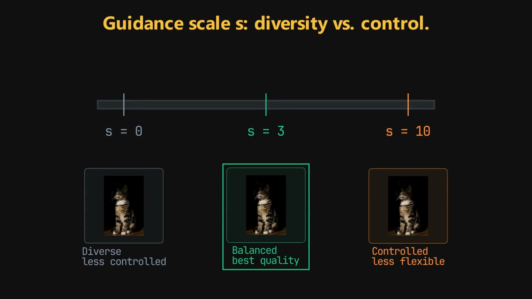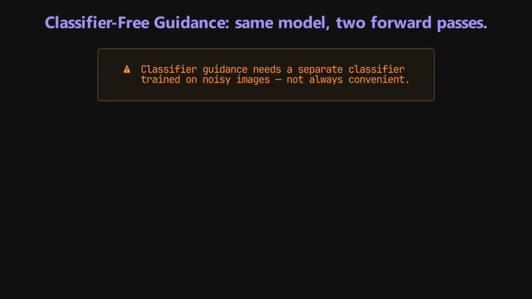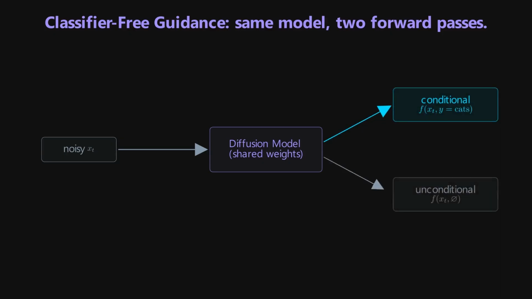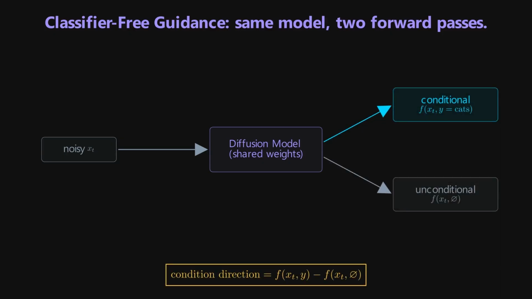Mathematically, we take the model's original denoising direction and add a guidance vector from the classifier. That vector is multiplied by a scale factor, s. This scale controls the trade-off. If s is small, the image may be more diverse but less controlled.